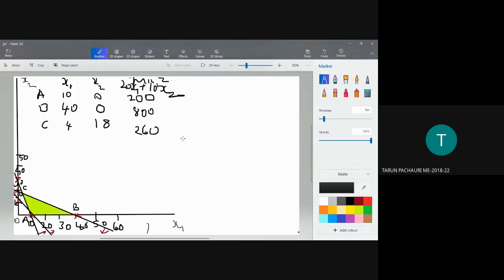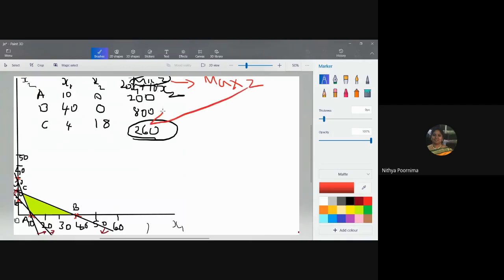At point A, you're getting the optimal solution as min z is 200. At point A, you're getting the optimal solution, right? Yes. So this will be the optimal solution because it is a min z problem. Suppose if you had max z here, then point B will be the solution. Is it clear? If it is max z, then this will be the answer.